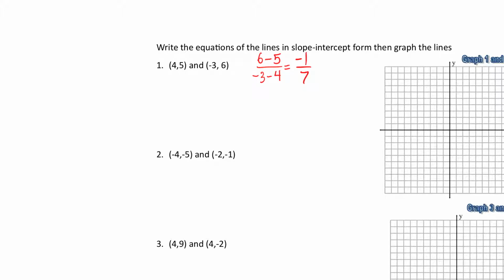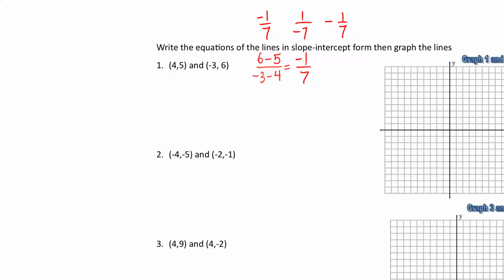Okay. Which, by the way, negative 1 over 7, 1 over negative 7, and negative 1/7 are the same thing. All of those mean the same thing. You may come to them by different ways, but in the end, it means the same thing. Okay, so my slope is negative 1/7.